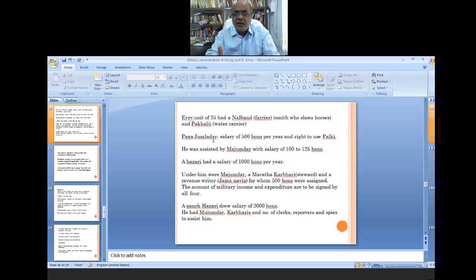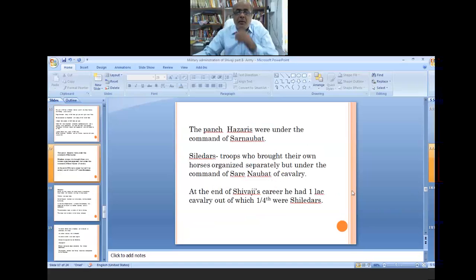And above the Hazari, there was the Panch Hazari, and he drew a salary of 2,000 hons per year. And like the Hazari, he also had an establishment to assist him in the administration of his 5,000 troops. So he was assisted by a Muzumdar, Karvaris, and a number of clerks. He would have his own reporters and spies to assist him during the campaign. On top of the Panch Hazari, there will be the Sarnavat, who will be the commander of the whole cavalry.